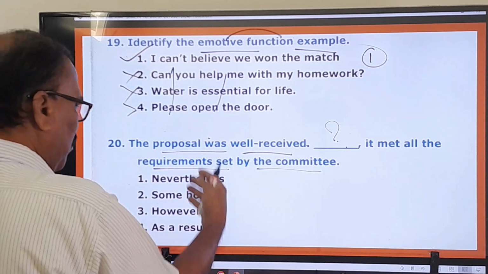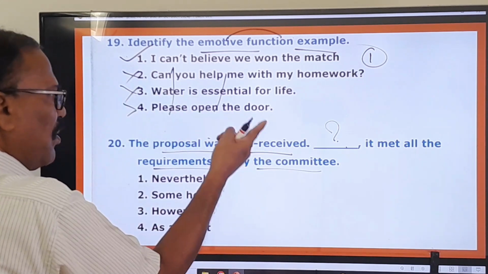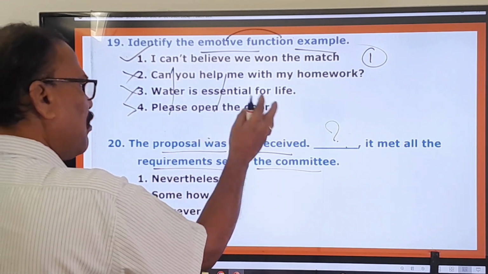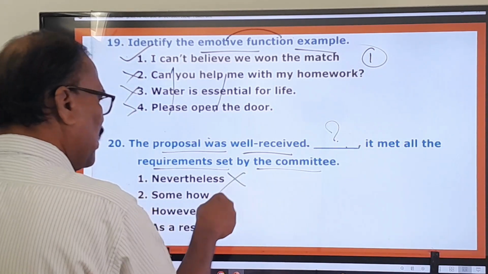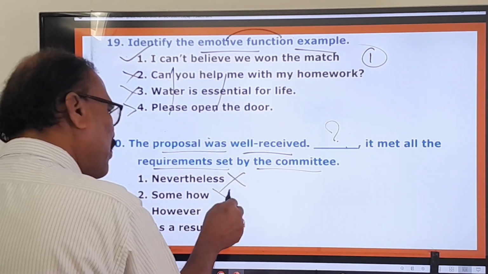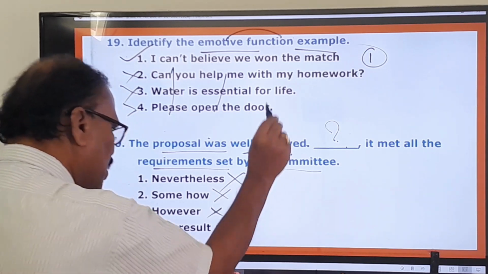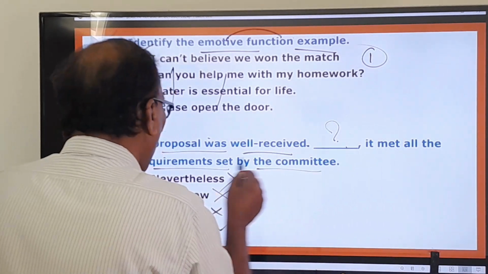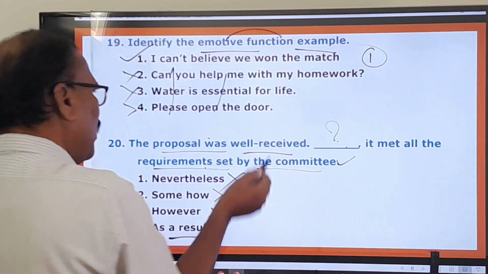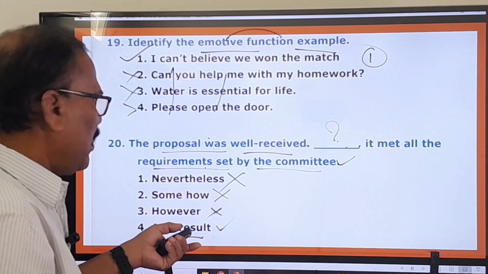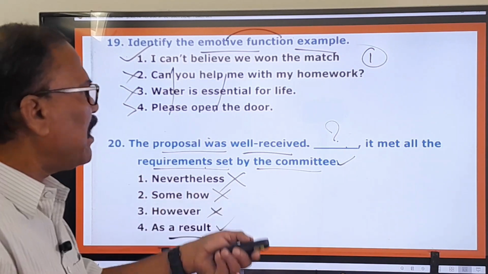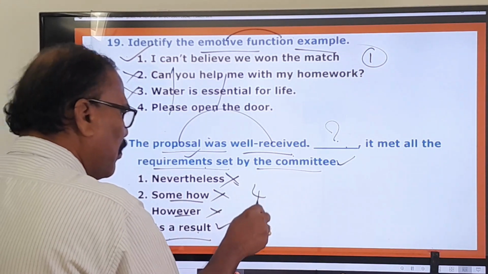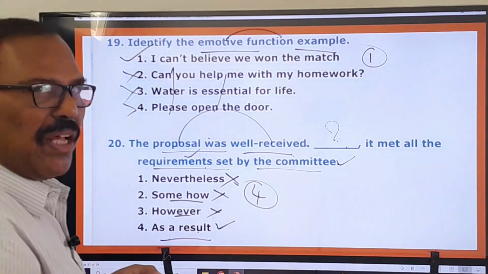Here some words and phrases are given. You have to use the most relevant one in this blank. Nevertheless, everyone welcomed the proposal. No, nevertheless means however, you cannot use that. Somehow, no. However, no. As a result, everyone welcomed it. As a result, it met all the requirements set by the committee. Everyone accepted it, so as a result it met all the requirements set by the committee. So the first, second and third ones are absolutely wrong, and only the fourth one is the right one. Now let's move on to the next question.